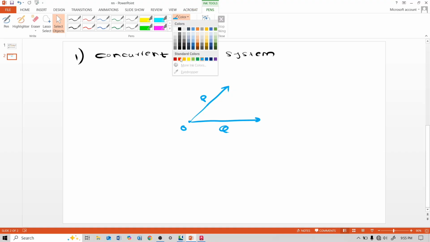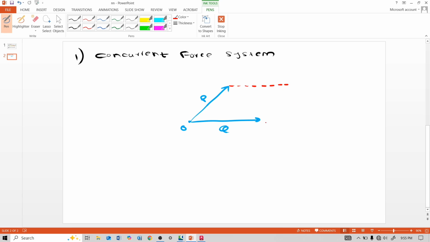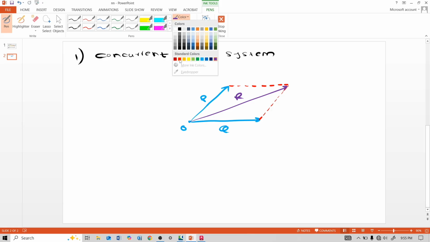So consider here a parallelogram, and if we draw the diagonal, then it is nothing but the resultant. And at point O, see these P, Q and R, these three forces are in a single plane, and this O point is also in the same plane.